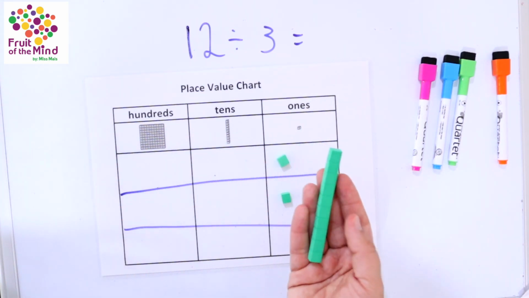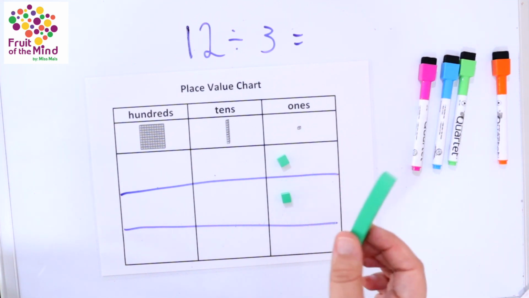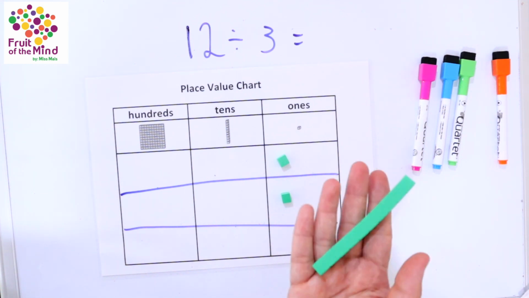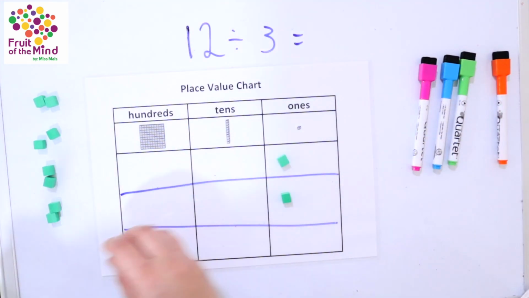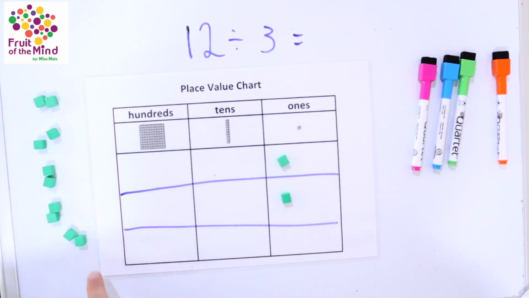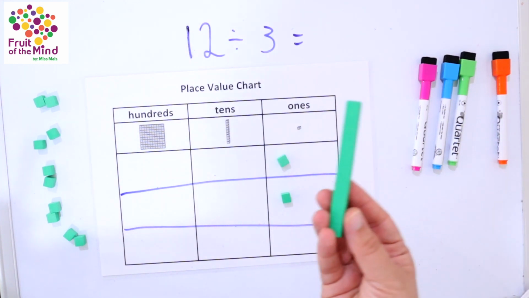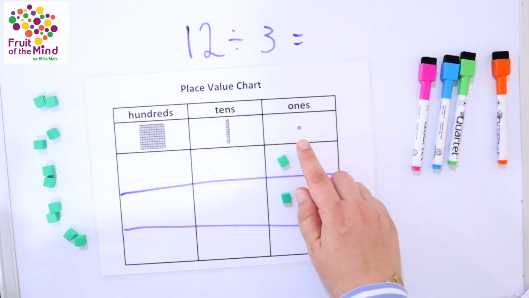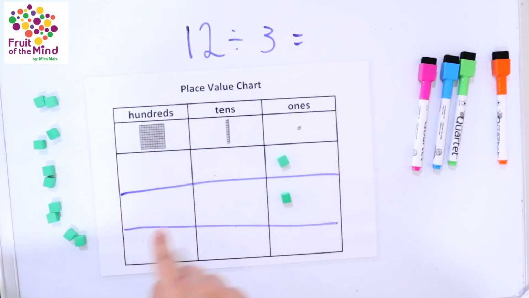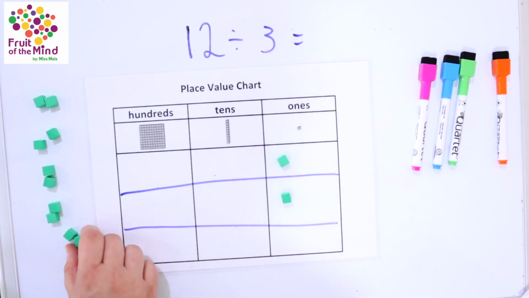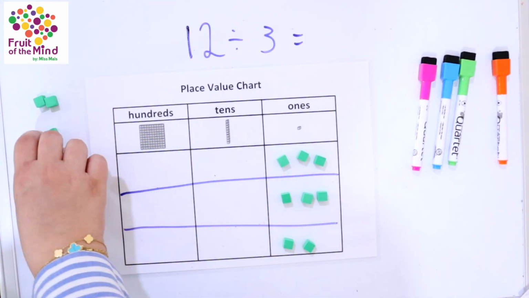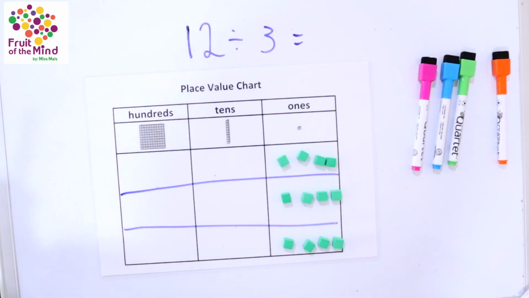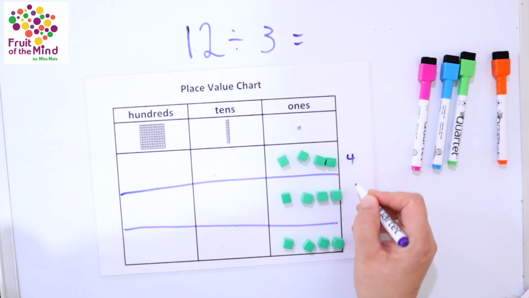I don't have any ones left, so I'm going to replace this 10 by 10 ones. Now I have 10 ones replacing this 1 ten. I can now divide those into 3 parts. So I'm going to carry on. I'm going to put 1 in each part, and again. And here I have 4 in each group, or 4 in each part.